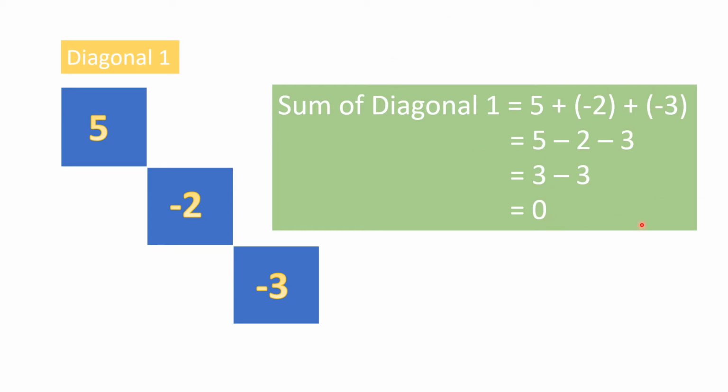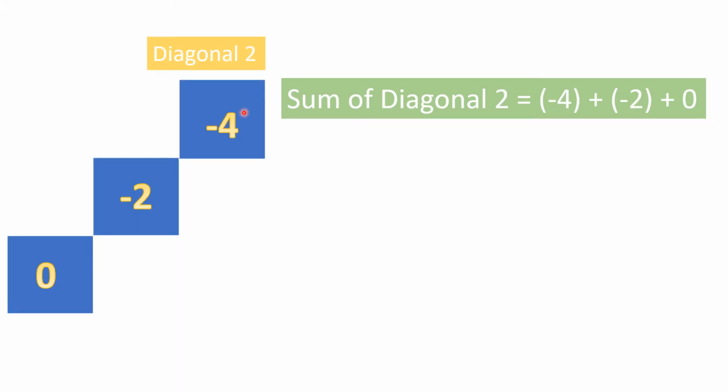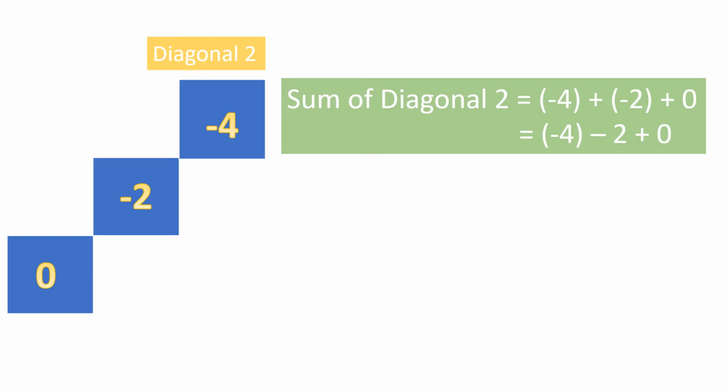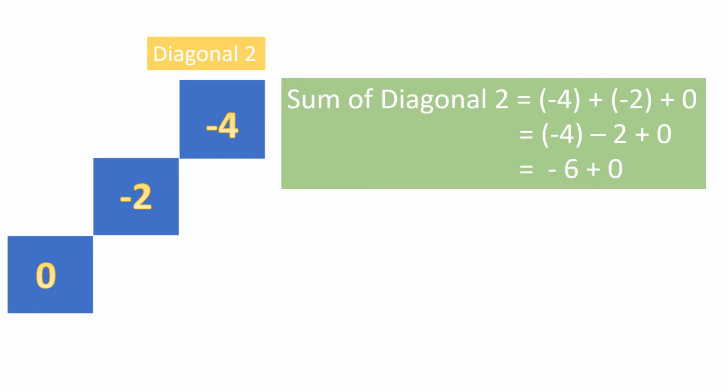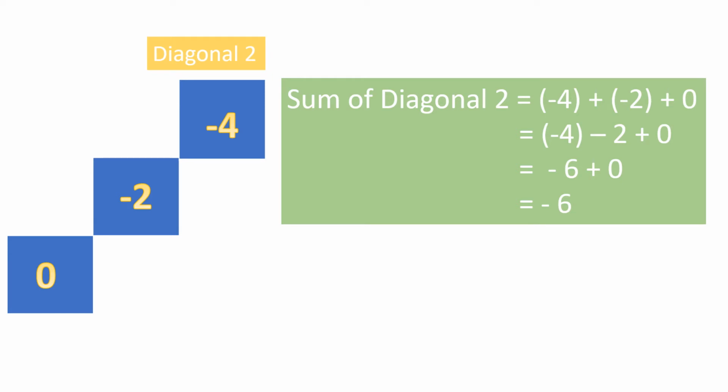Now we have to find the last diagonal sum, which is diagonal 2. The second diagonal contains 3 elements again, minus 4, minus 2 and 0. We add them using the traditional method that we have learned up until now, which is integer addition. Using the rules we get minus 4, minus 2 plus 0. Clearly minus 4 minus 2: minus minus becomes plus, so 4 plus 2 is 6. Since the greater number's sign is minus, the answer will be minus 6 plus 0, which is clearly minus 6.